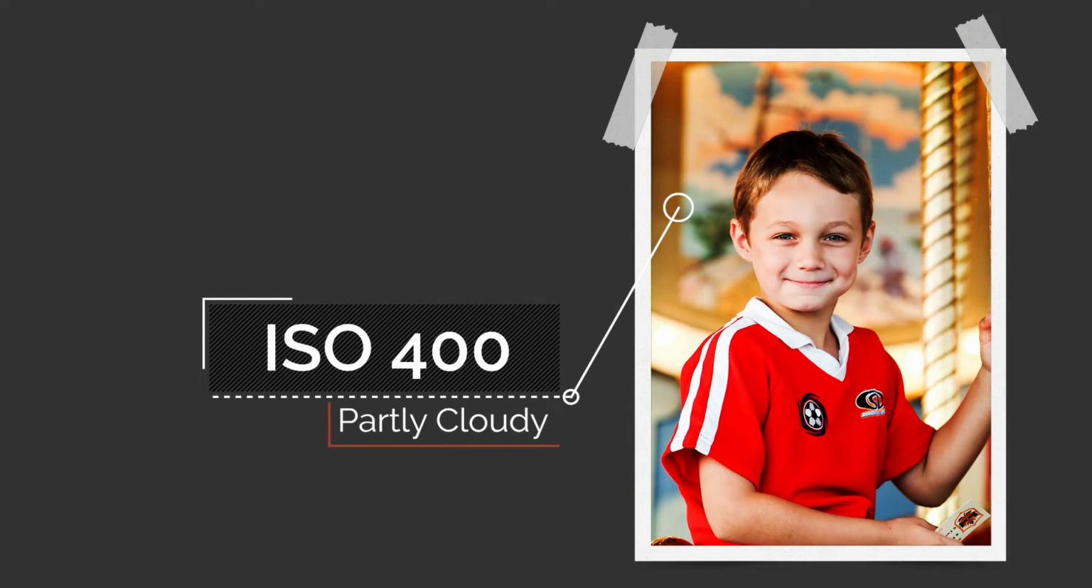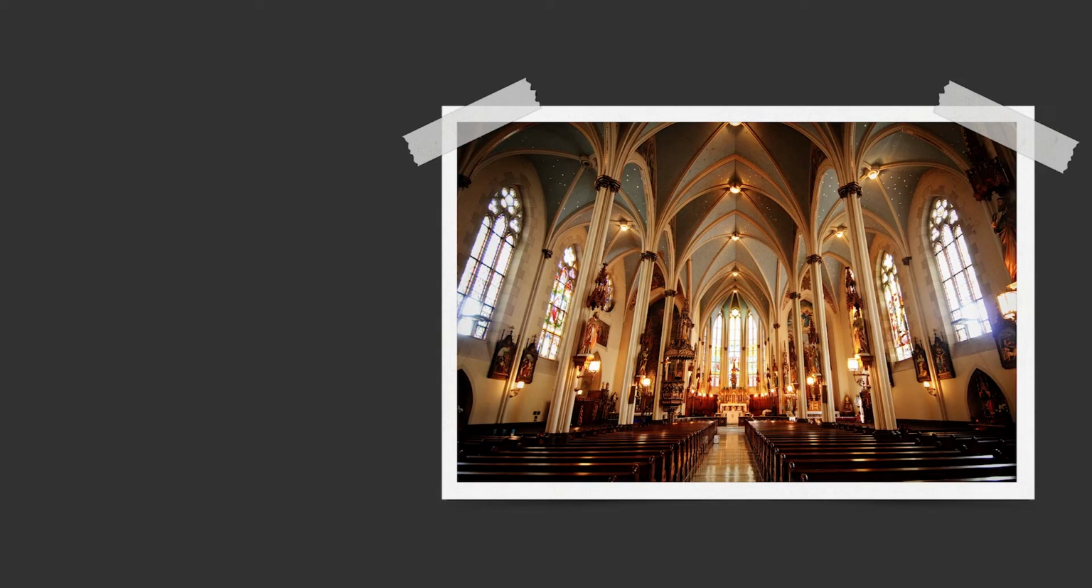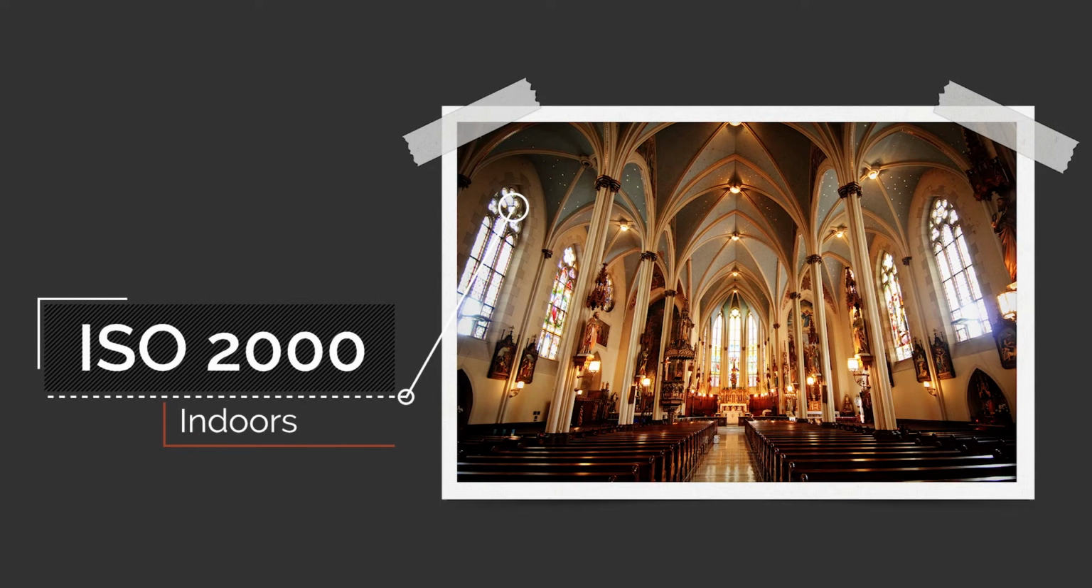If it's partly cloudy or completely cloudy, you might have to use ISO 400 to 800, and that depends on how dark the clouds are and how much sunlight they restrict. If you're shooting indoors, you might have to use ISO 800 to 1600 or higher, again, depending on how dark it is.